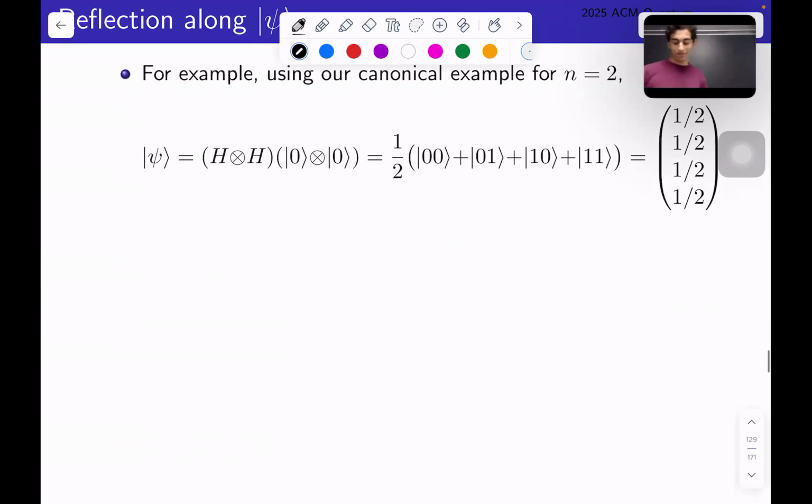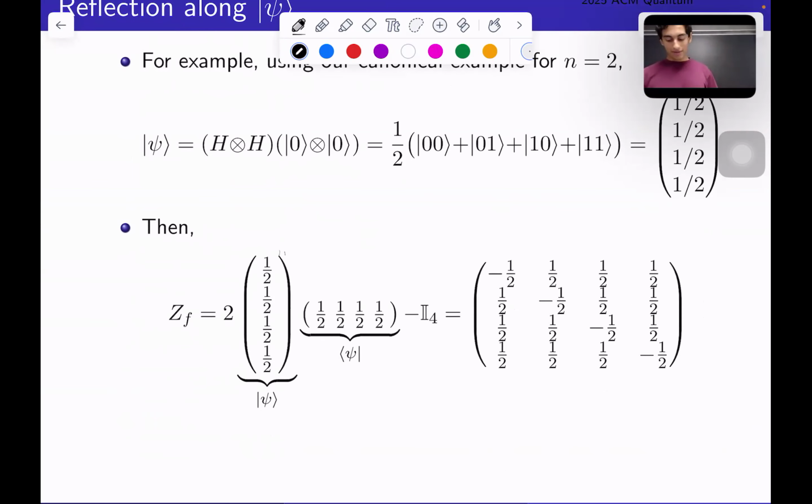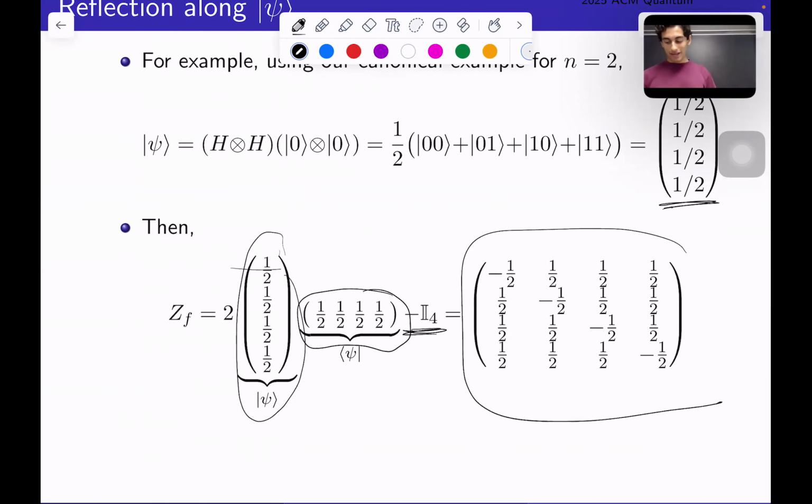And then if you do this, that weird formula I gave, you do 2, and then this psi that we just set up here, and then we take the transpose of that, which we call the bra. Then you can do matrix multiplication, and then you subtract the identity, you get this. So you get a matrix form, and then remember gates are matrices that apply on vectors, which are our states. So this is what a matrix form would be like, for example, for n equals 2. Let's prove that this is right real quick, because I kind of just threw it at you guys.